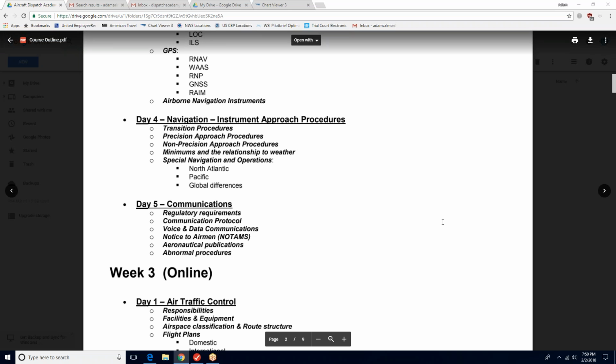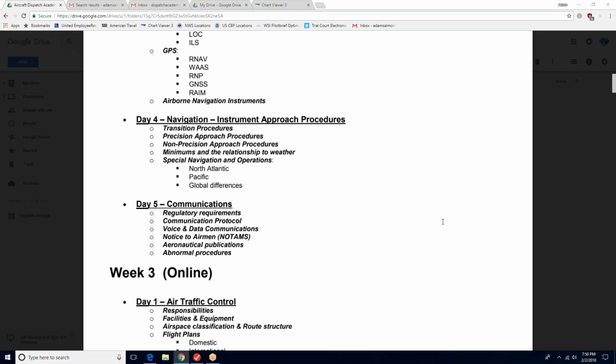Okay, yeah. So for non-precision approaches, you can have localizer, GPS, VOR, NDB. Those are going to be the most common ones. RNAV also can be a non-precision approach.